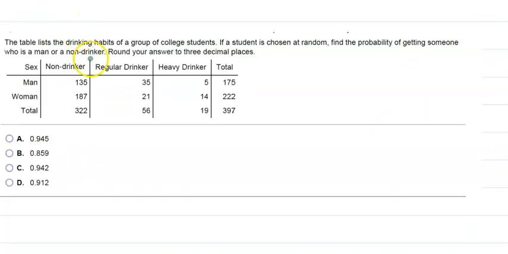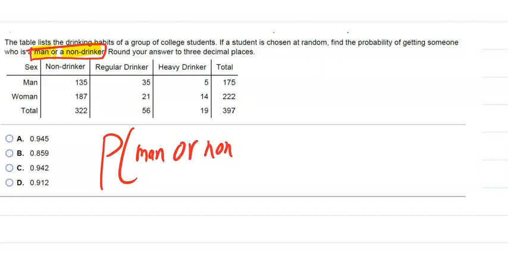Question number 19. The table lists the drinking habit of a group of college students. If a student is chosen at random, find the probability of getting someone who is a man or a non-drinker. Okay, again the question here: you've got to find the man or non-drinker. That's what you're looking for, the probability of man or non-drinker.